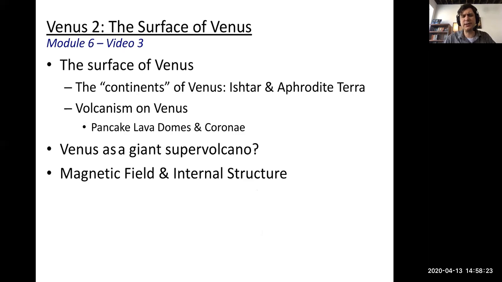And we'll even go into this wild idea that maybe Venus was or is just a giant supervolcano waiting to erupt again. And then we'll go ahead and talk about the fact that it doesn't have a magnetic field, it's too slow to dynamo, and the interior structure of Venus for the best that we know it.